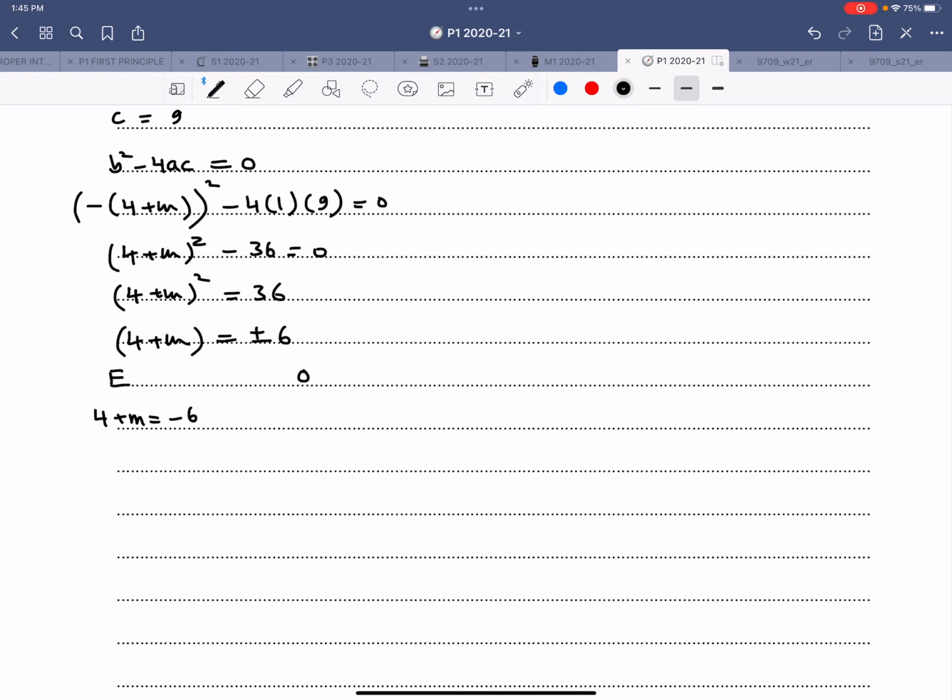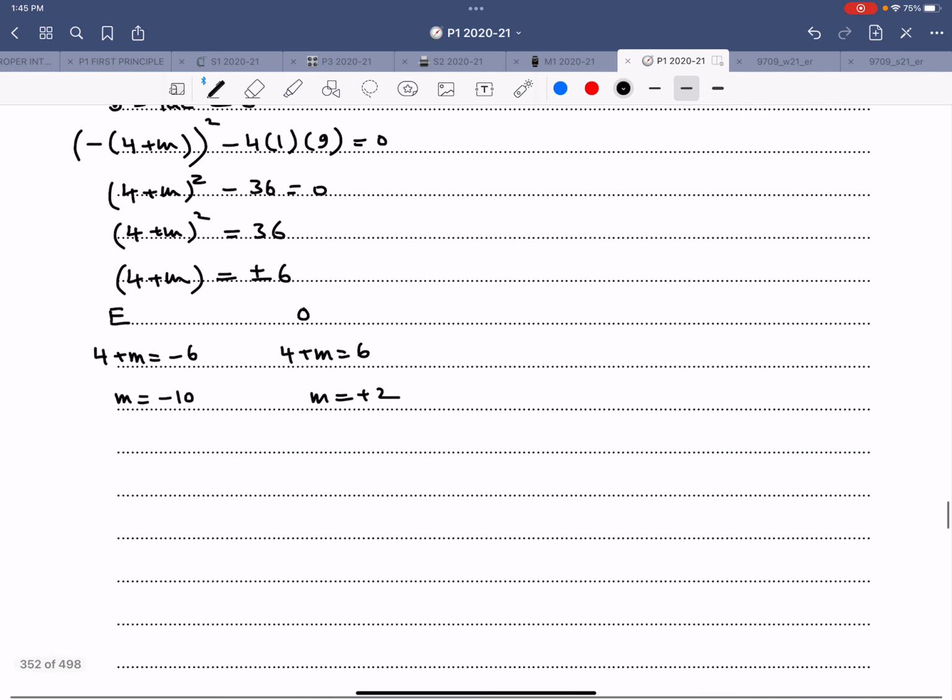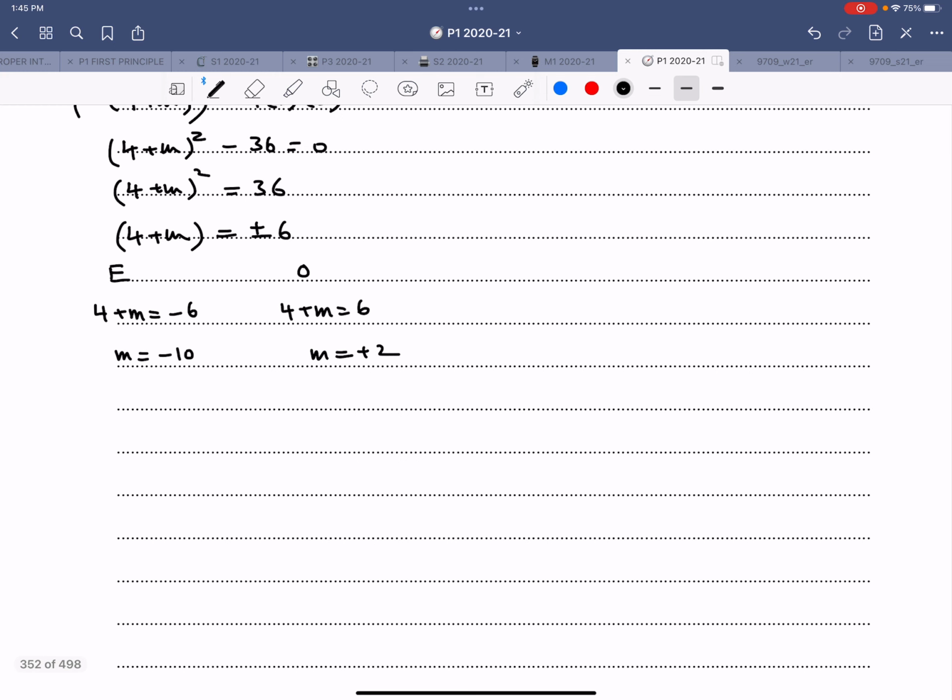m equals negative 10, or 4 plus m equals positive 6, m equals positive 2. That means there are two options. First of all, one option, let's write the equation.